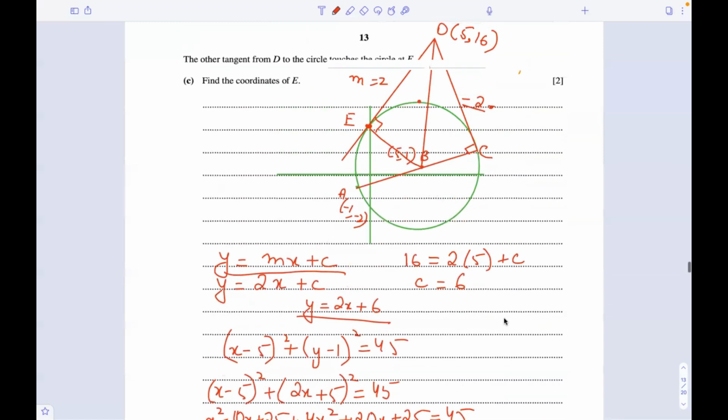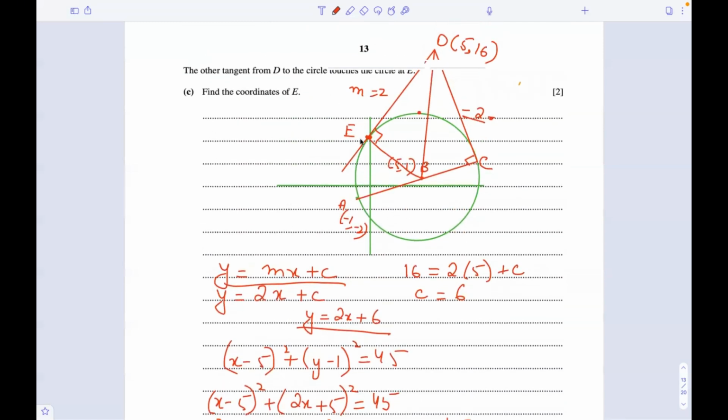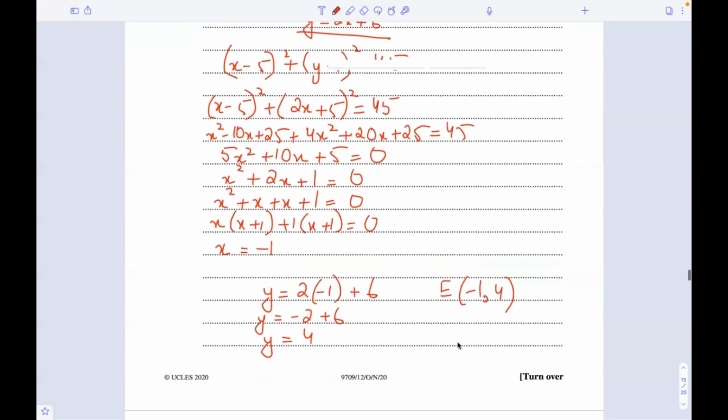And as we had already drawn the diagram, we can roughly see that the y value is roughly positive and the x value is somewhat negative. So the coordinates of E are -1, 4.